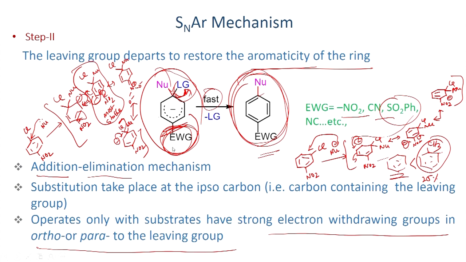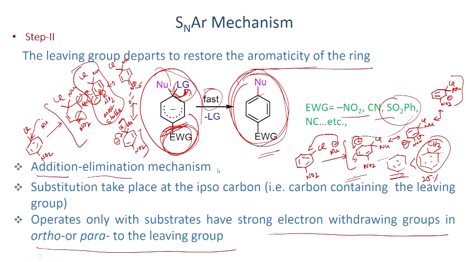Therefore, whenever you have the leaving group substituent at the ortho or para position, the reaction is facilitated. And if you have it at the meta position, the reaction is not favored in the case of aromatic nucleophilic substitution reaction.